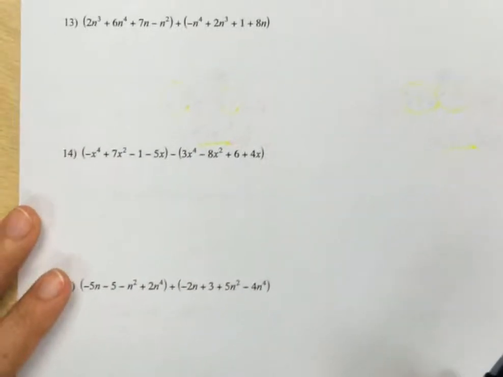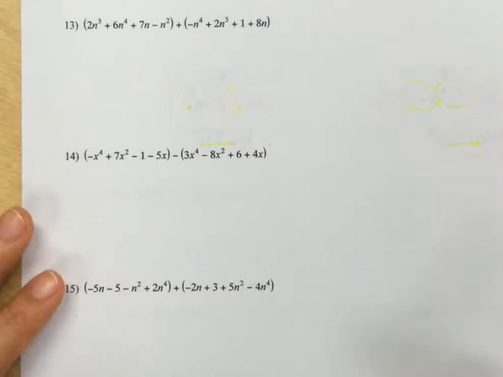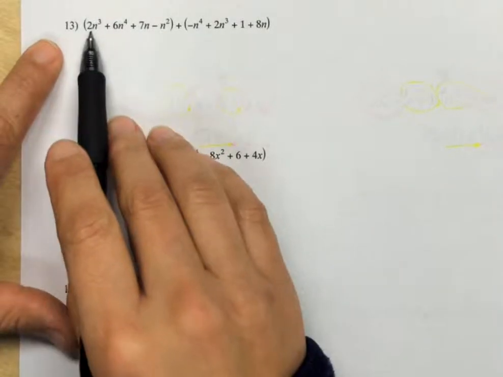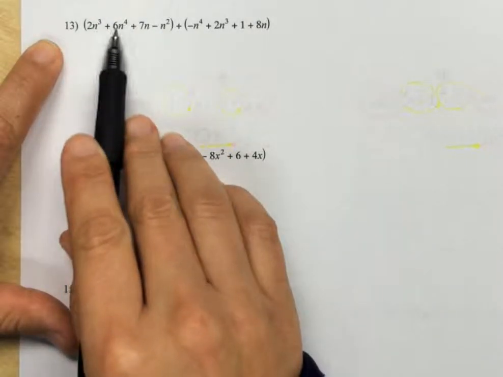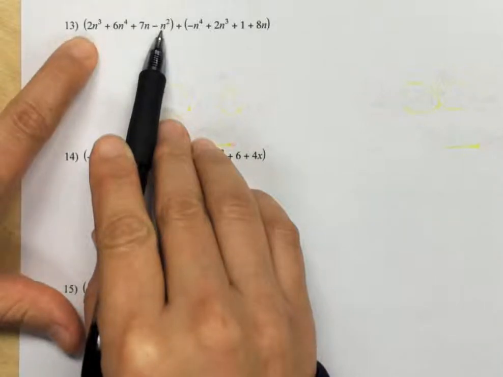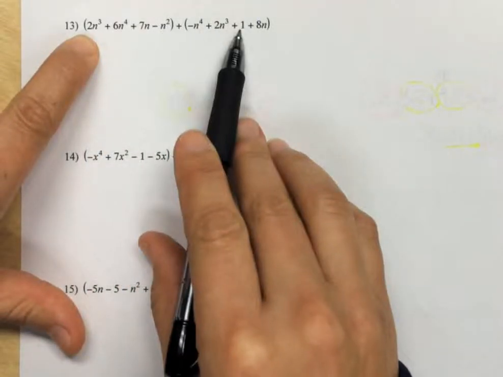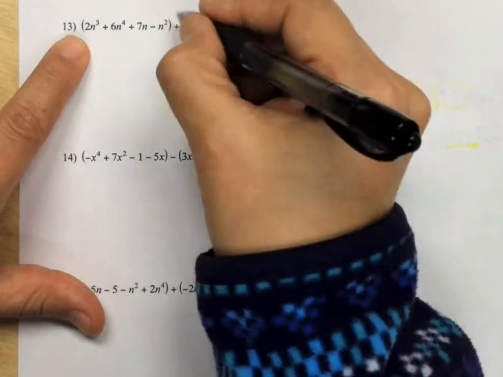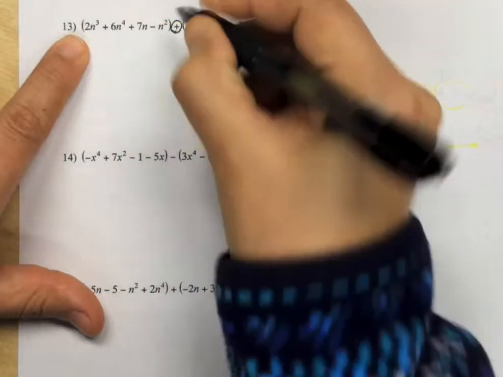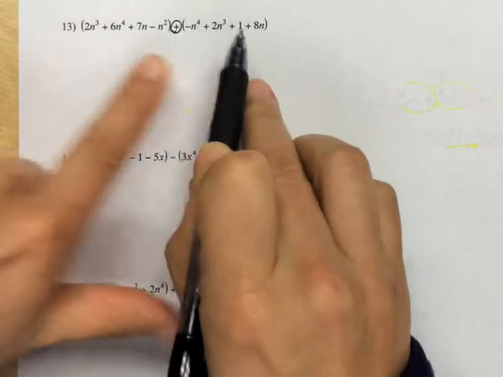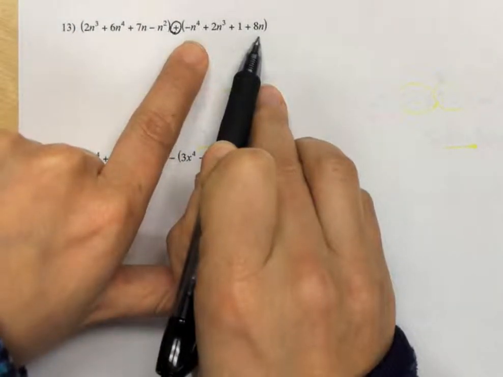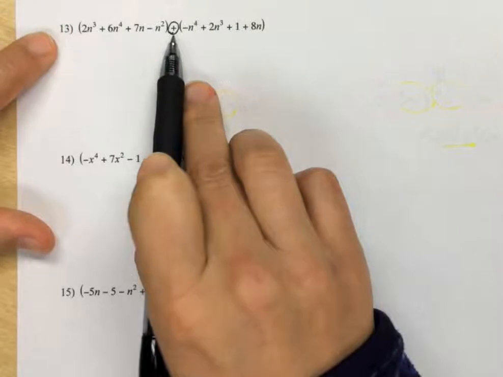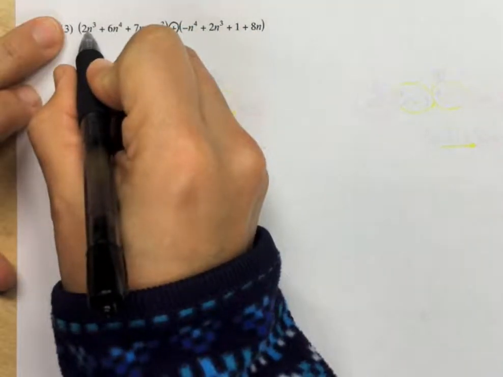So we're going to take a look back here at number 13. I have inside here 1, 2, 3, 4 terms. I'm adding all 4 of these terms because there's an addition sign between our parentheses with all 4 of these terms. Step 1, copy these down.